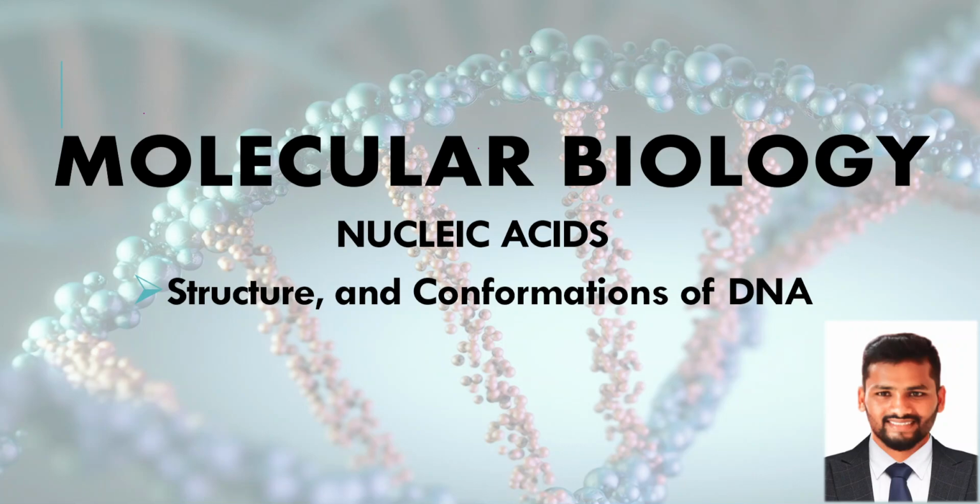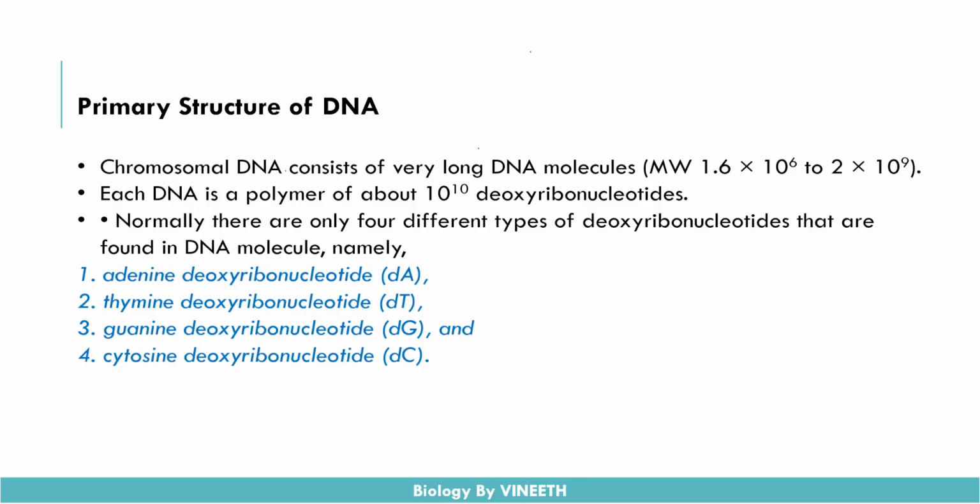Today I'll be discussing the structure and conformations of the DNA. When we talk about the DNA, this is an anionic biopolymer, that means a negatively charged long polymer chain which contains nucleotides as the monomers. The nucleotides present in the DNA are the deoxyforms: adenine deoxyribonucleotide, thymine deoxyribonucleotide, guanine deoxyribonucleotide, and the cytosine deoxyribonucleotide. These are the major deoxyribonucleotides present in the DNA.